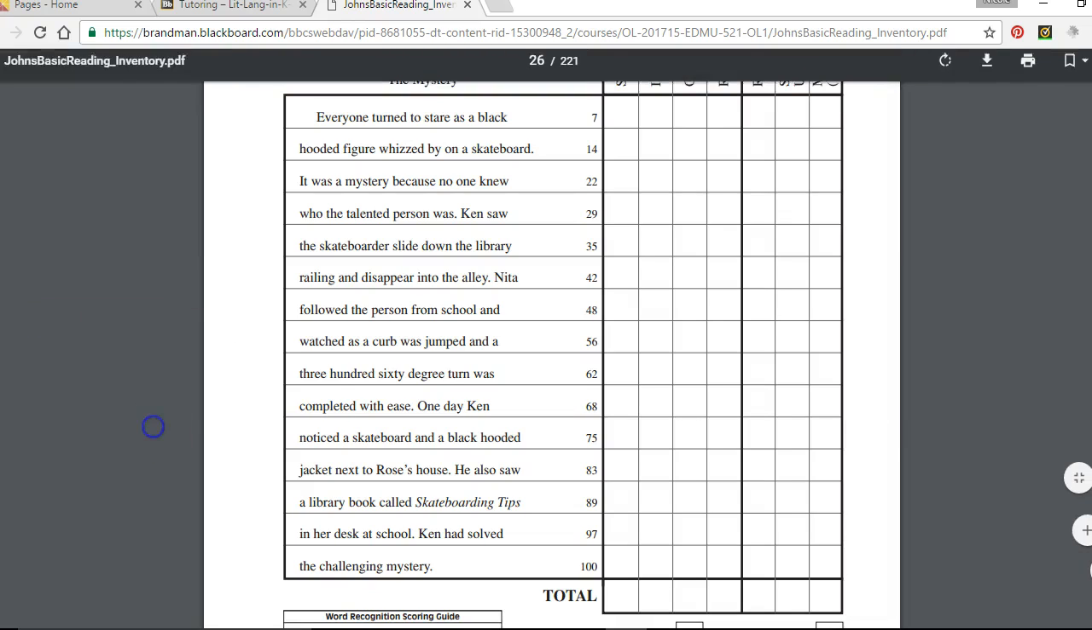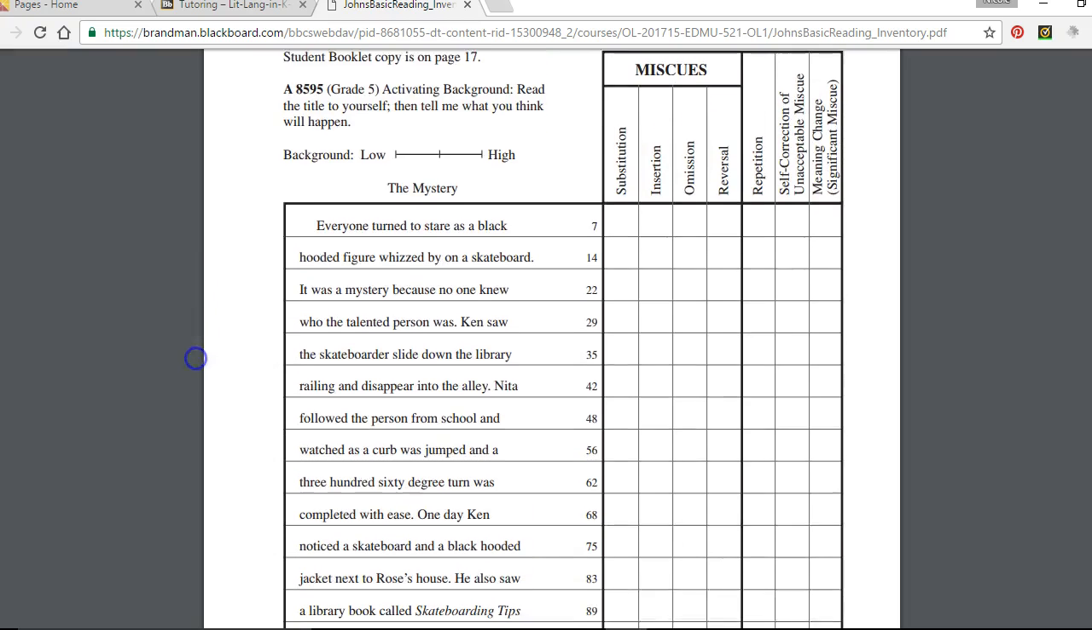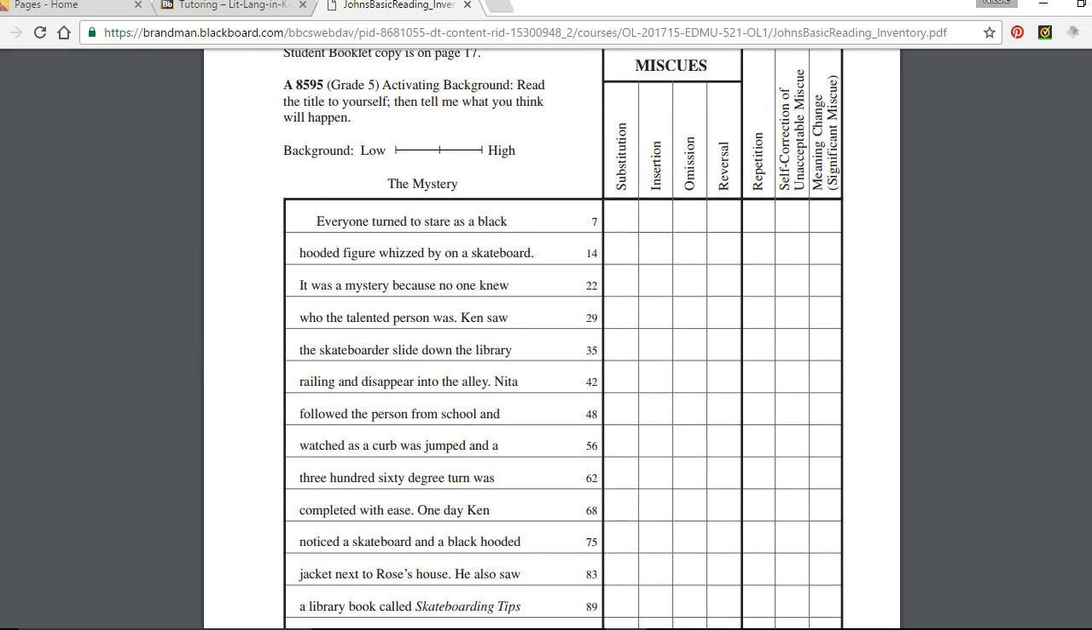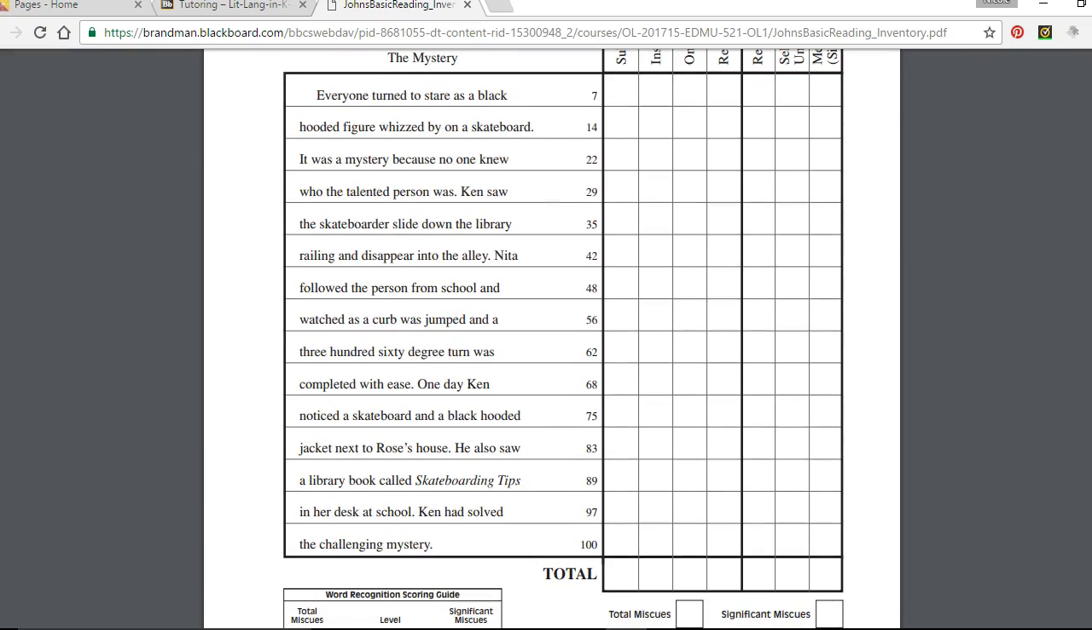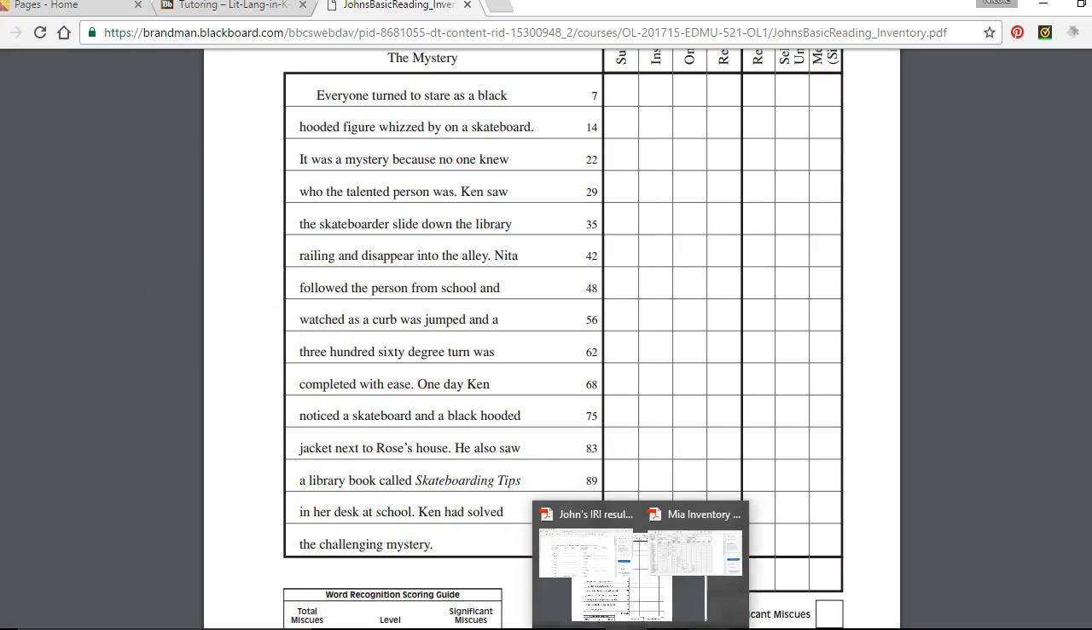You will need a timer, so you're going to start timing them. There's a background question. You can ask that just to kind of start getting them thinking about the topic. And then you'll time them. And again, the miscue symbols here are the same as a running record. As long as you recognize what your symbols mean, that's fine. I'll show you some of the ones that I use in the sample that I did here.